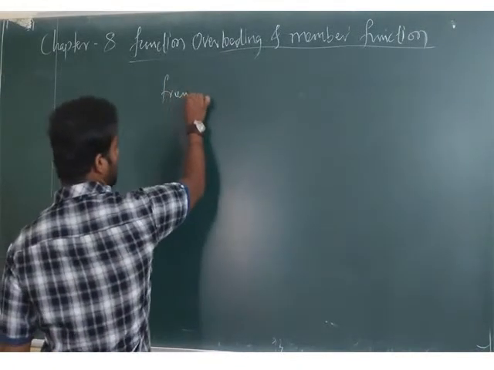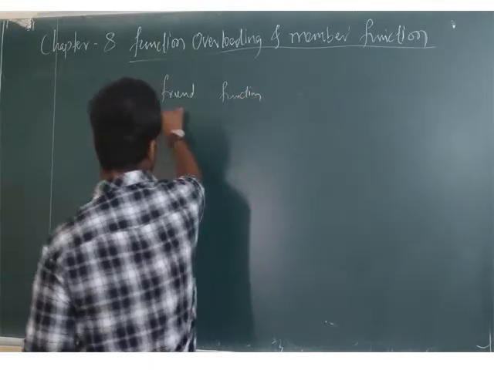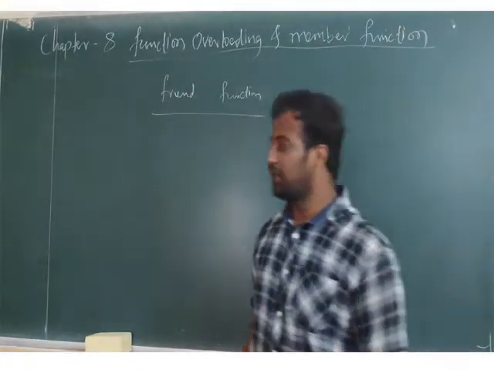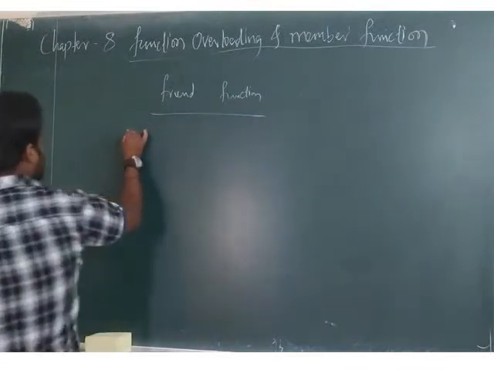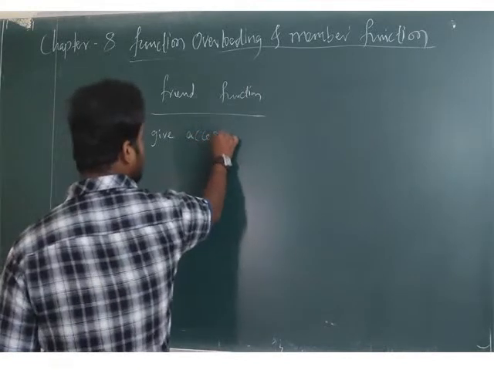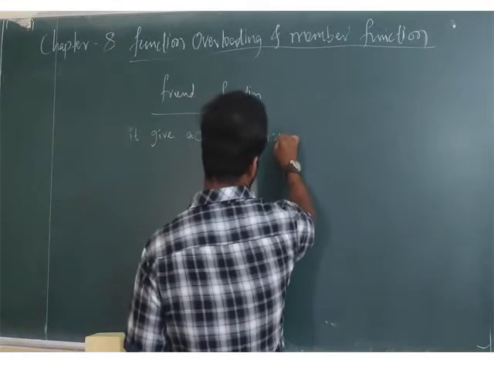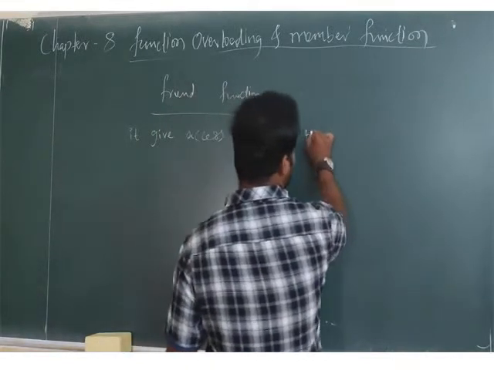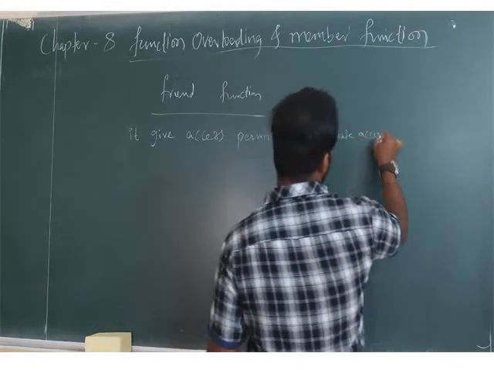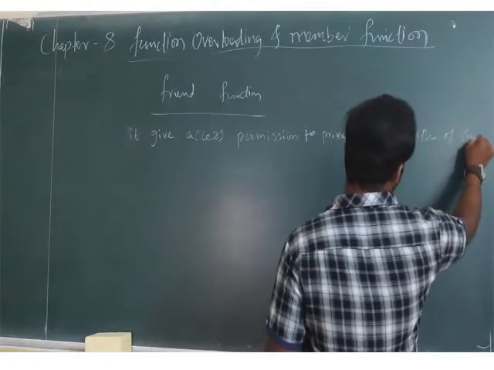Now, friend function. What is the first point? It gives access, permission to the private access specifier of a class.